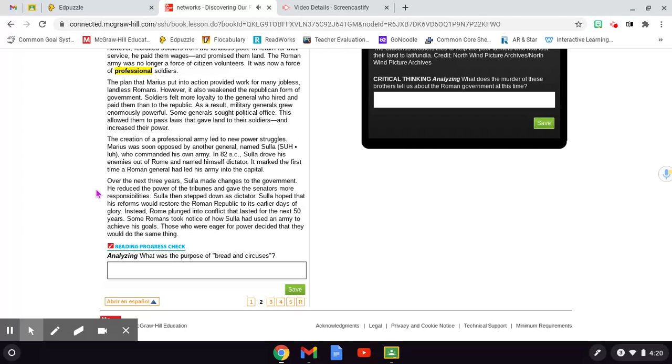Sulla hoped that his reforms would restore the Roman Republic to its earlier days of glory. Instead, Rome plunged into conflict that lasted for the next 50 years. Some Romans took notice of how Sulla had used an army to achieve his goals. Those who were eager for power decided that they would do the same thing.